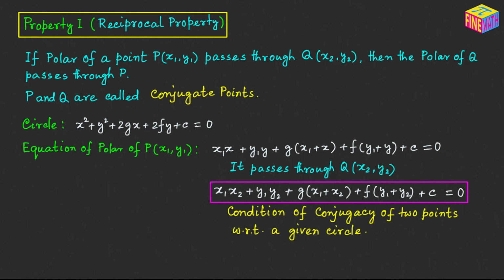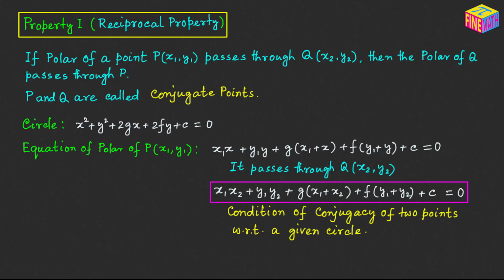And this is called condition of conjugacy of 2 points with respect to a given circle. So if the 2 points are P and Q, whose coordinates are given, and also the equation of the circle is given, then this particular condition will be called the condition of conjugacy of the 2 points P and Q with respect to the given circle. That means if this condition is satisfied, I mean the left hand side quantity is equal to 0, then we can safely say that the 2 points are actually conjugate points with respect to a given circle, of course.